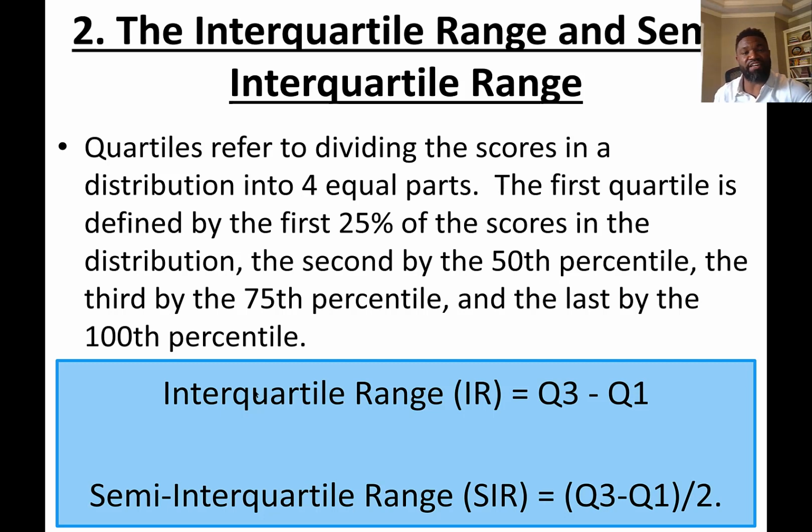So quartiles, and if you guys remember this from an earlier lecture where we did frequency distributions, a quartile refers to dividing the scores in a distribution into 4 parts, okay? The first quartile is defined by the first 25% of the scores in the distribution. The second quartile is the middle of the distribution, so that's the 50th percentile, right in the middle. The third quartile, Q3, equals the 75th percentile. And finally, everybody's in Q4 because that's everybody, right, in the 100th percentile.